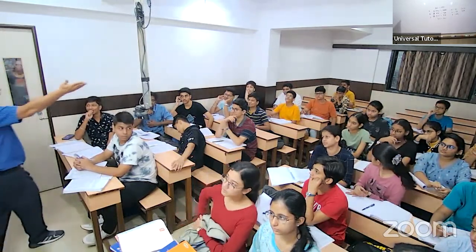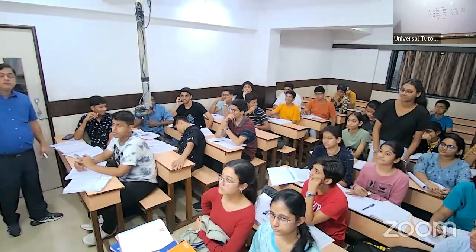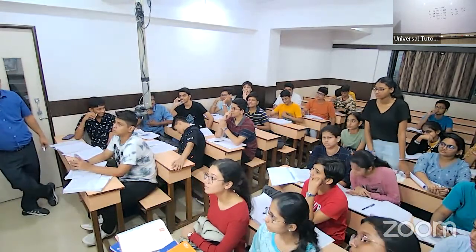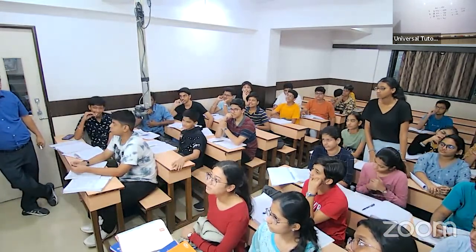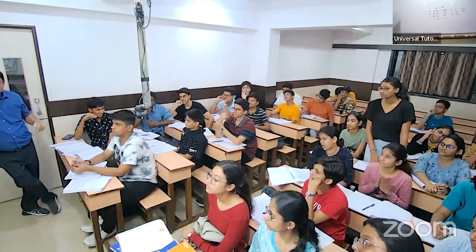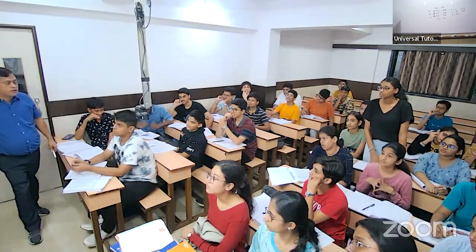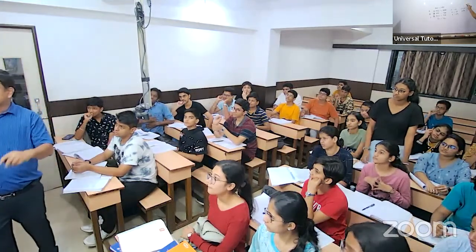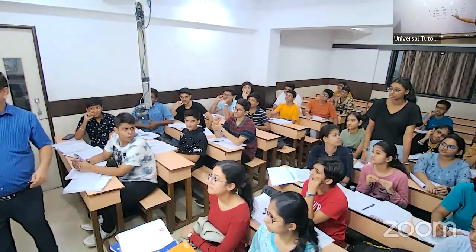For the person C, what is the market value? 75. What is the face value? 100. Face value or nominal value is 100. Number of shares? 200. So how much is the sum invested? So it is equal to 75.